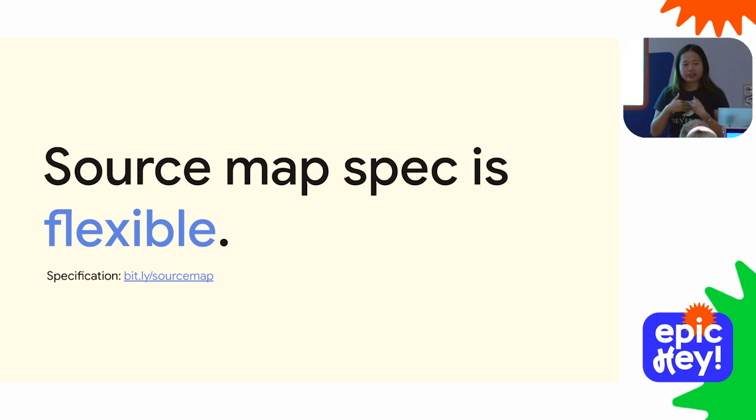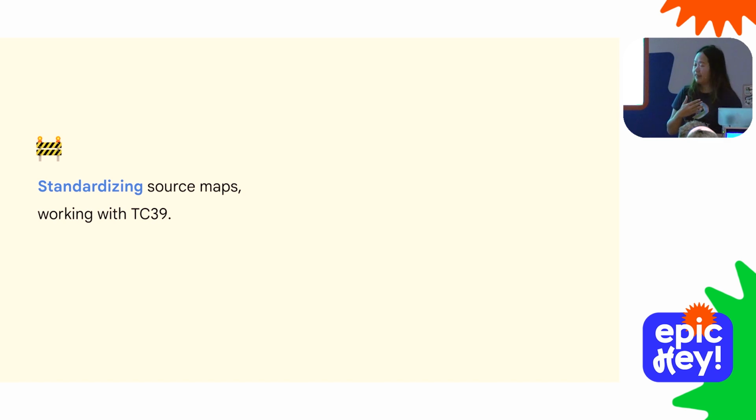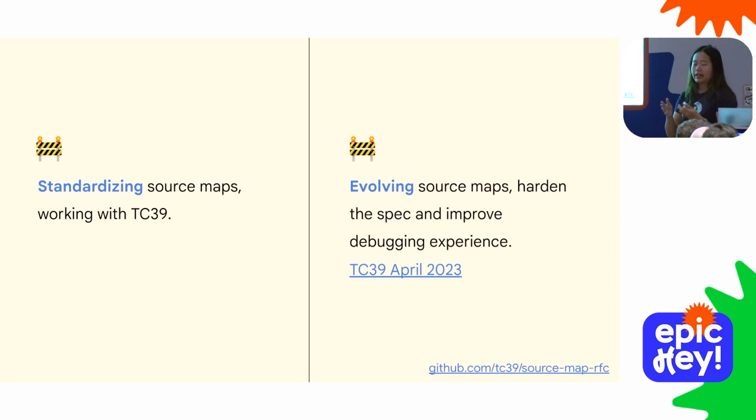And as the consumer, DevTools has a hard time understanding what the missing parts are and how to reconstruct the information in the browser to help you with debugging. So the good news is, we are now working with TC39, the standards body behind ECMAScript, JavaScript as well, to standardize the source map. Some of the effort is evolving the source map and hardening the spec, to put things exactly the way that we expect, and probably have some linter to help build tools have a standard format and improve the debugging experience.